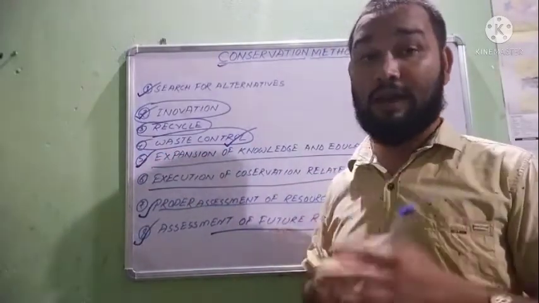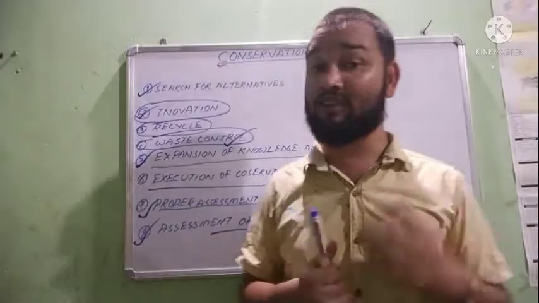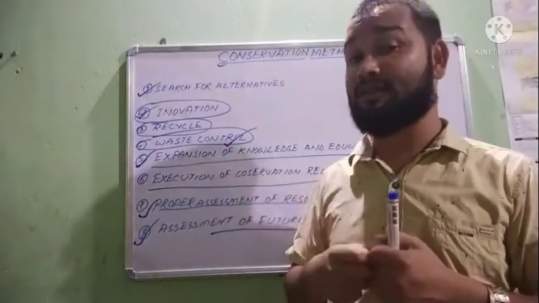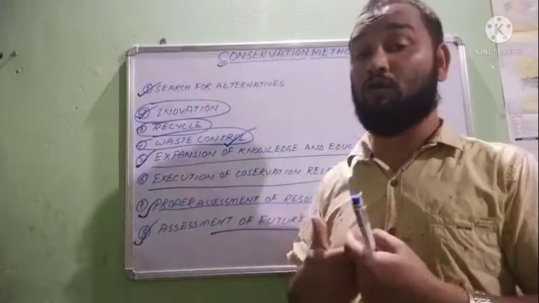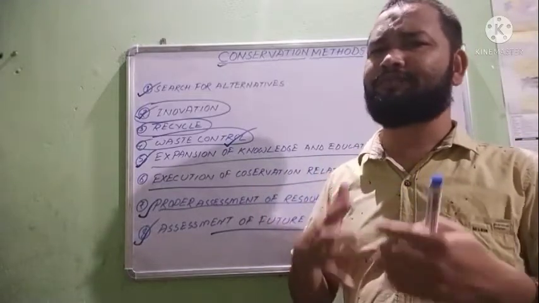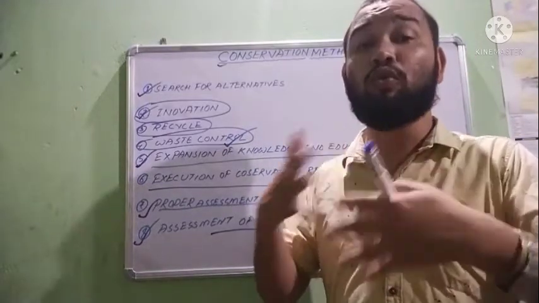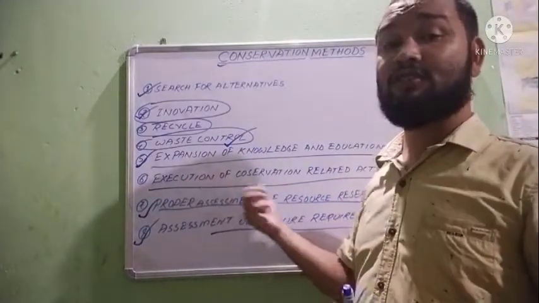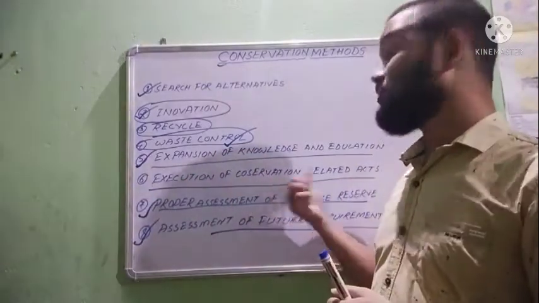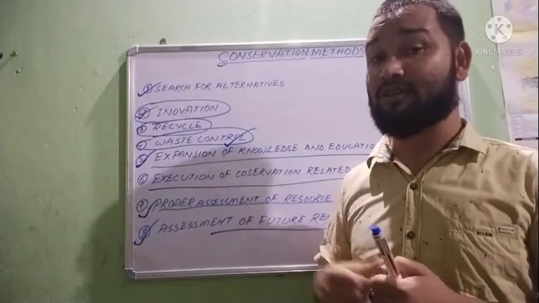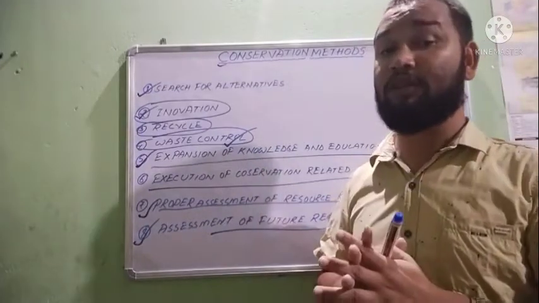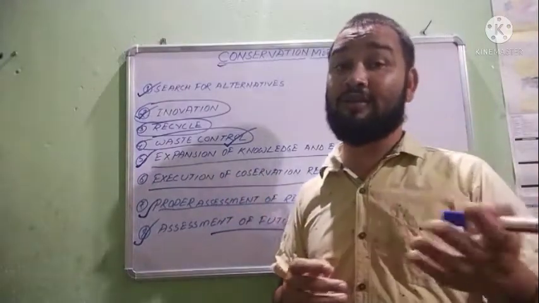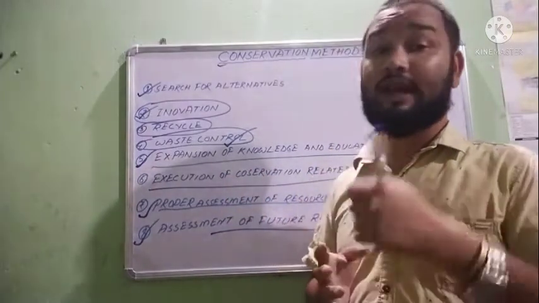Expansion of knowledge, awareness is very important. Knowledge is very important. Education is very important, so that we can utilize these natural resources in a proper, very good way. So expansion of knowledge is very important. Execution of proper planning, proper conservation related acts. Whatever rules and regulations are given by the government, we should execute them properly. Otherwise we cannot conserve the natural resources. I have given the example of one-horned rhino poaching in Kaziranga.